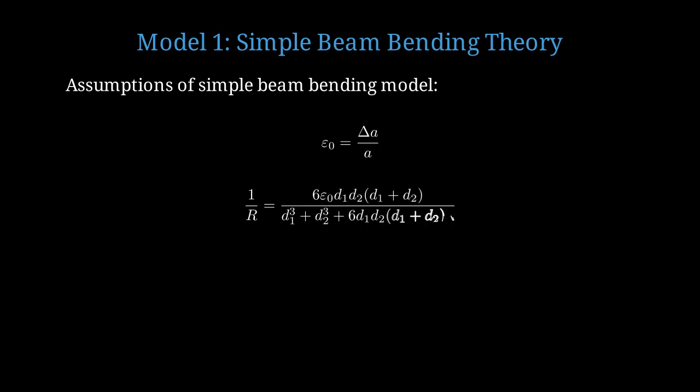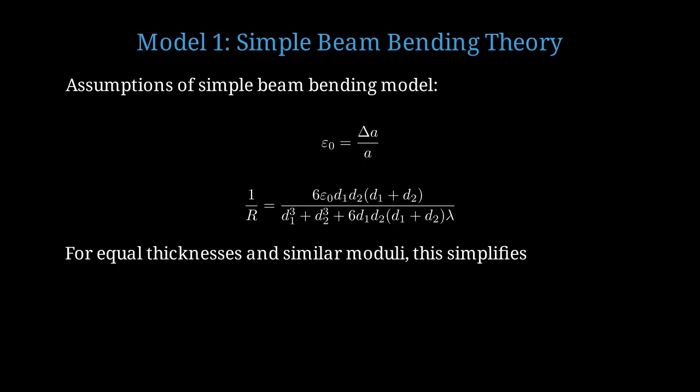For a bilayer with layer thicknesses d1 and d2, the curvature 1 over r is given by this expression. Here lambda is the ratio of elastic moduli of the two materials, and epsilon 0 is the mismatch strain. For the special case where both layers have equal thickness d and similar elastic properties, this expression simplifies considerably. In this simplified case, the radius r is approximately equal to the layer thickness d divided by the mismatch strain epsilon 0. This gives us a quick estimate.